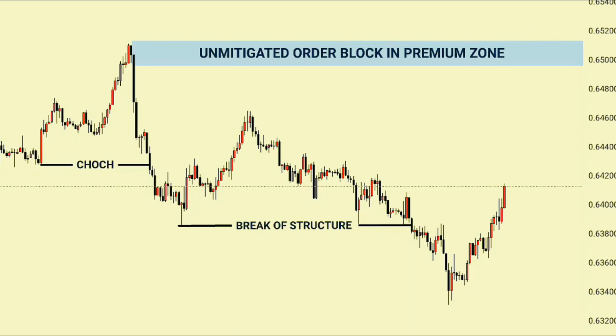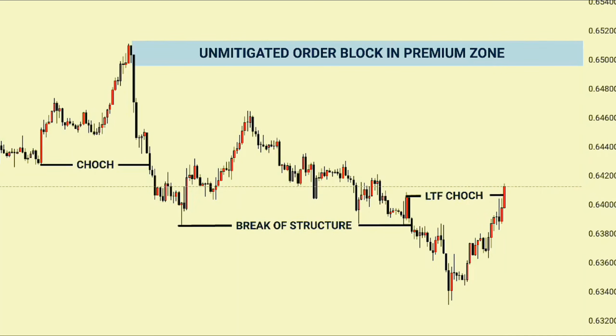We do not enter trades immediately when the price touches this zone. We wait for confirmation of selling pressure on lower time frames. This is how we use an unmitigated order block in the premium zone to find safer sell entries with proper risk management.